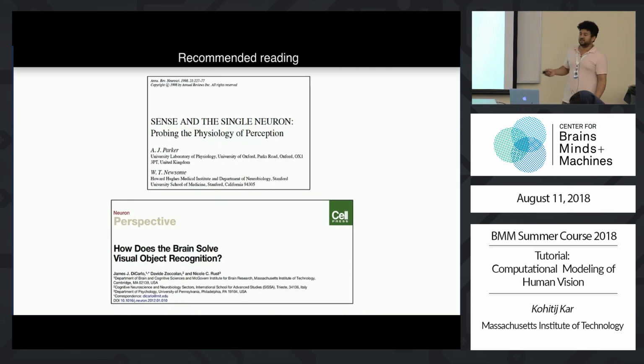Before I proceed, these are the two recommended readings that I would suggest. I'll put the papers in the Slack channel. These are really two good review papers for reviewing how people think about going from neurons to behavior. And the second one is from Jim, and this goes into details of how visual object recognition might be getting solved in the brain.